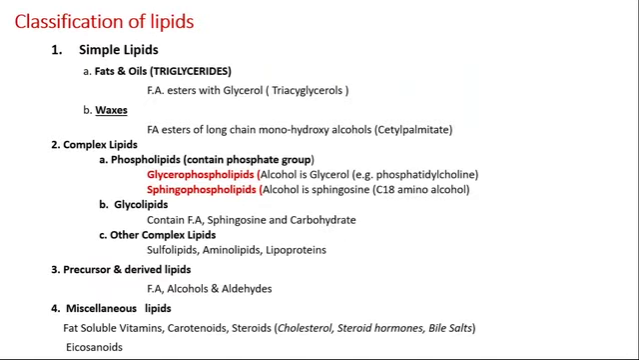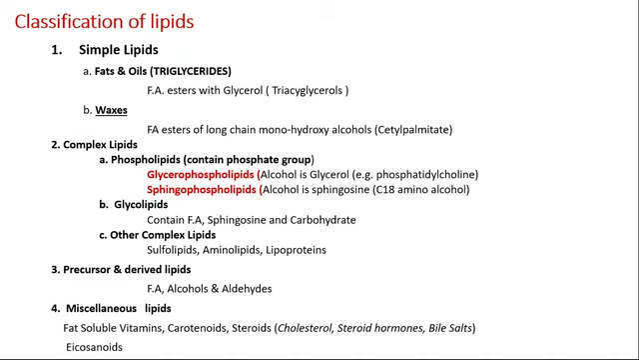If you look at a very simple classification of lipids, we have the simple lipids, the complex lipids, precursor and derived lipids, and the miscellaneous lipids. Among the simple lipids come the fats and oils that all of you consume, plus also the triglycerides which are present in the human body. These triglycerides are esters of glycerol. We also have waxes, which are long chain fatty acid esters of monohydroxy alcohols, as we will see later.